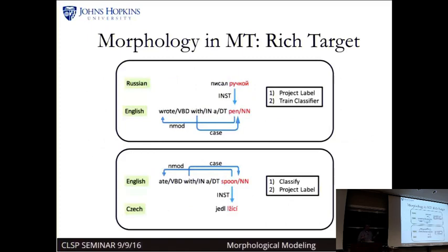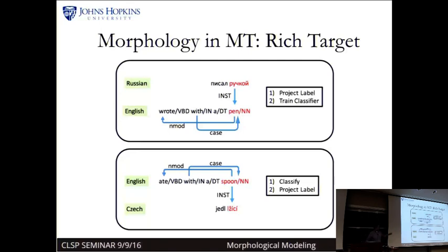So this is what that would look like. You would project from something like Russian onto English the fact that certain nouns have certain cases. You would learn a classifier to label the English words with those cases. And then when you do MT into another language like Czech, you would transfer those tags again.